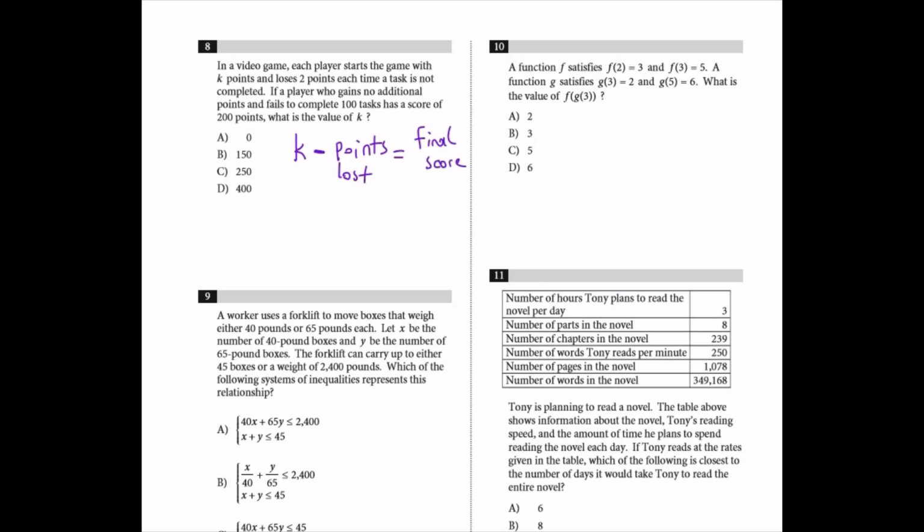We were given that our final score is 200 already, and points lost is each fail times 2. So each mistake times 2 will be the points we are losing, and we made 100 mistakes, 100 fails. So we lost 200 points. So k minus 200 points will be equal to 200. If you add 200 on both sides, k will be 400. So you start the game with 400 points, you make 100 mistakes, times 2 points, -2 points, you lose 200 points, and you obtain 200.